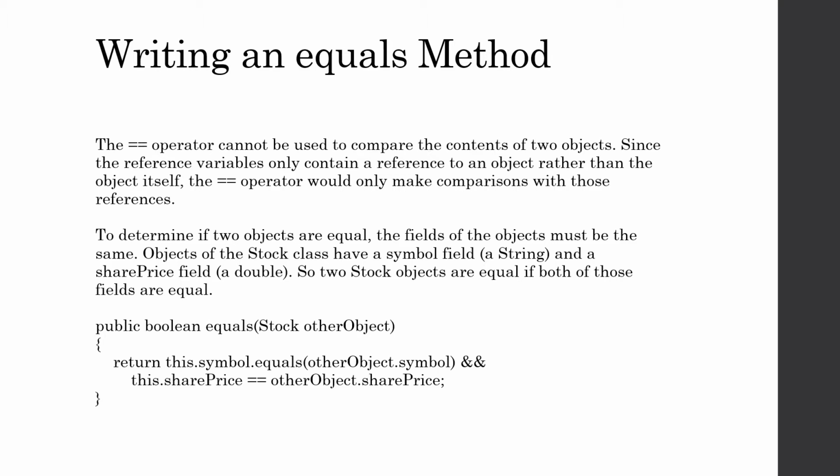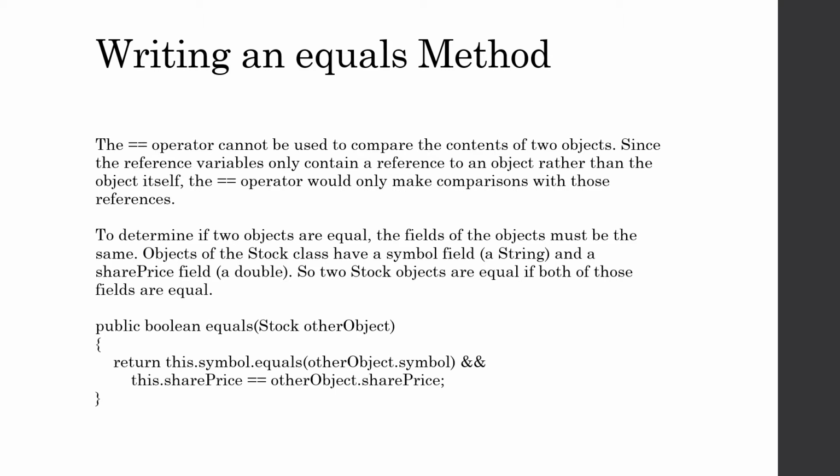So using this particular class as an example, we have this equals method. It's going to return either true or false, so we're going to say public boolean. Since we want to return a true or false value, we want to return a boolean. We then pass into this method a stock object. So when we call this method, we're going to call it on an object, and we're going to pass in another object, so that way we have our two objects that we want to compare together.